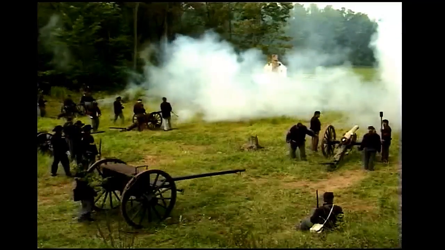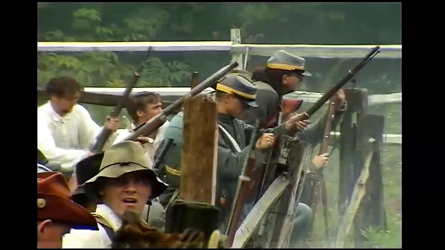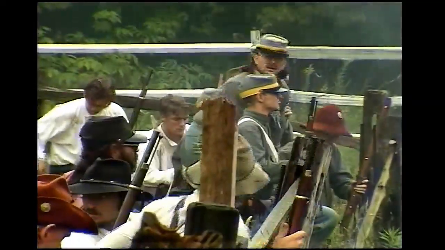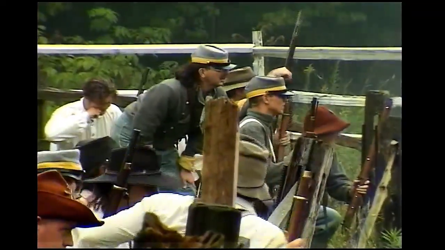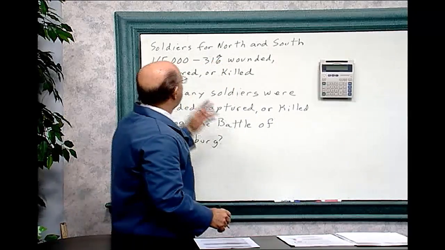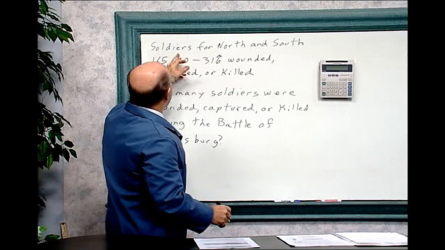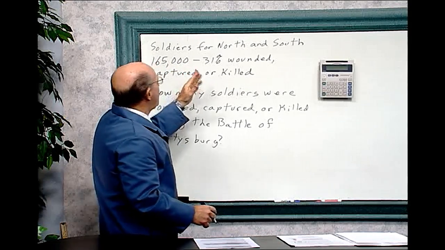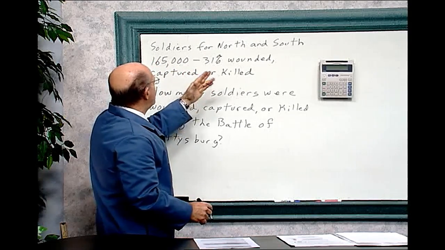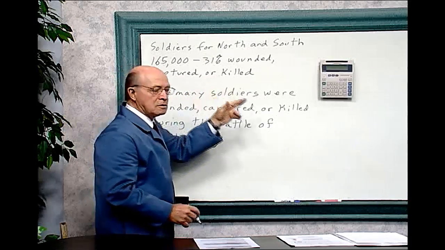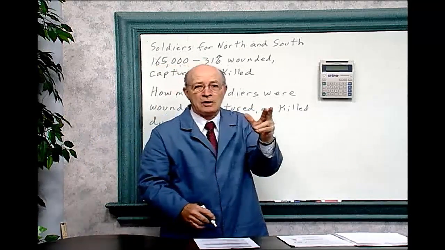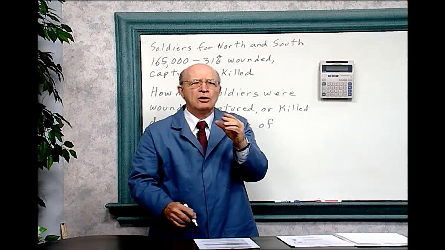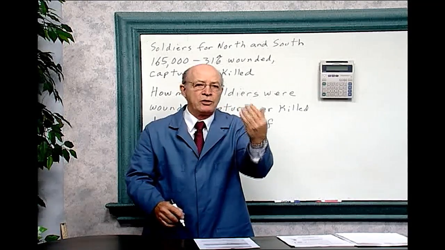The question: how many soldiers were either wounded, captured, or killed during the Battle of Gettysburg? Let's figure this out. In this battle between the North and the South, they had 165,000 soldiers, and 31% were either wounded, captured, or killed. Now, can you imagine that number? 31%? That's close to 33%, which is 1/3.